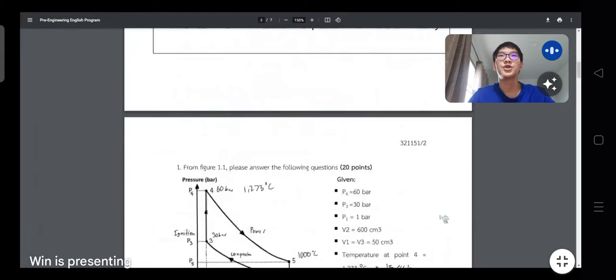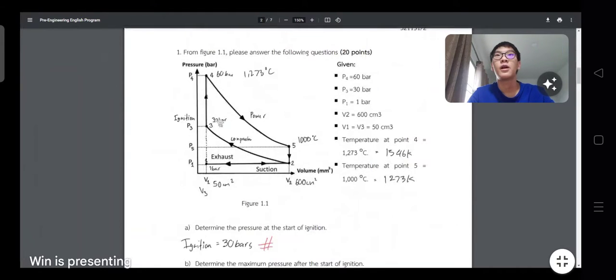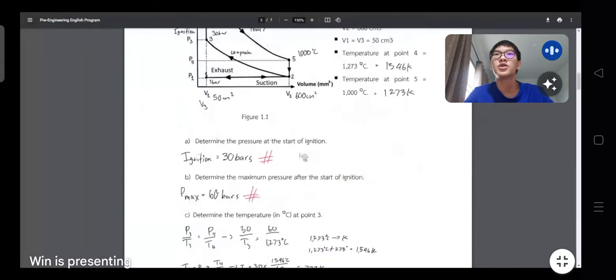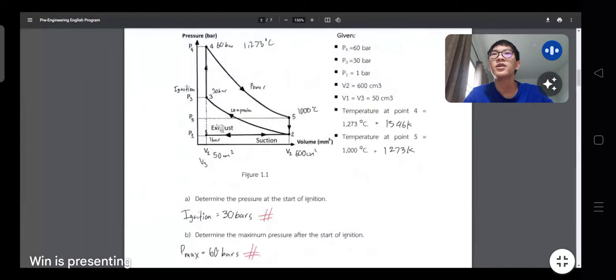So for the first question is this graph. We have a graph over here and arrows. We were also given the pressure, the volume, and the temperature on each point. So for A, it asks for the start of ignition, the pressure over there, and it is P3, as you can see over here, and P3 is 30 bars.